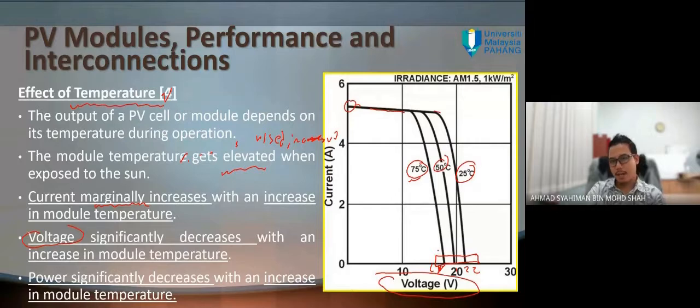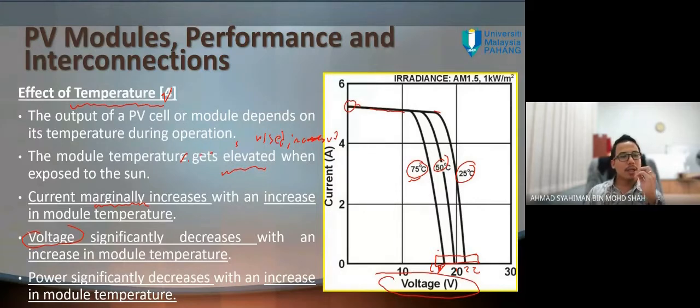So nampaklah dia ada significant tu. The change is significant for the higher temperature. So that's very critical. That's why there's a cooling system. Sometimes there's some study they do the cooling system on the module. Even sometimes not worth because you need the water flowing, something like that. It's very complicated. Okay, very complicated.